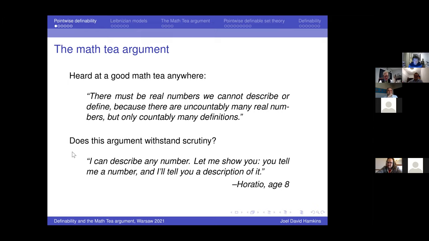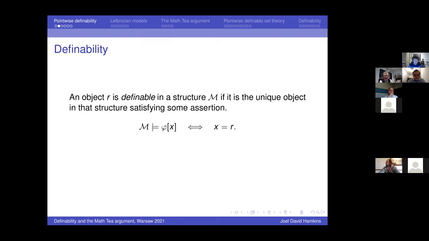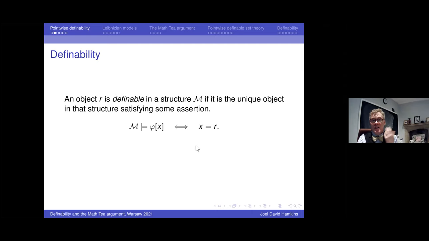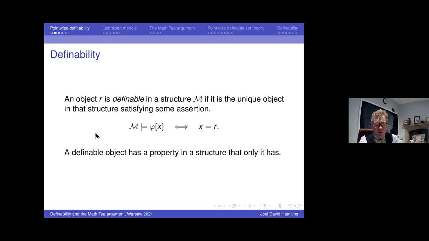So what does it mean to say that an object is definable in a structure? Of course, the logicians are expert in this. An object in a structure is definable if it's the unique object in that structure satisfying some property expressible in the language of the structure. So φ(x) is true in the structure just in case x is r, which means that the object r is definable in the structure. I'm talking about definability without parameters here. So a definable object is an object in a structure that has a property that only it has in that structure.